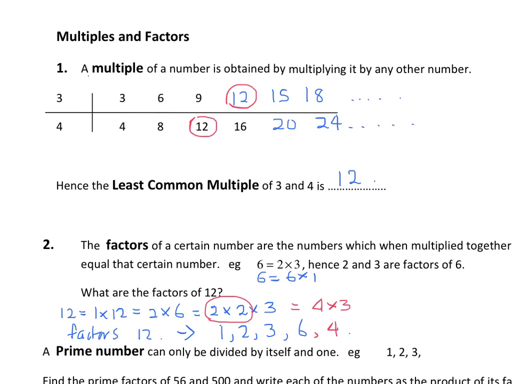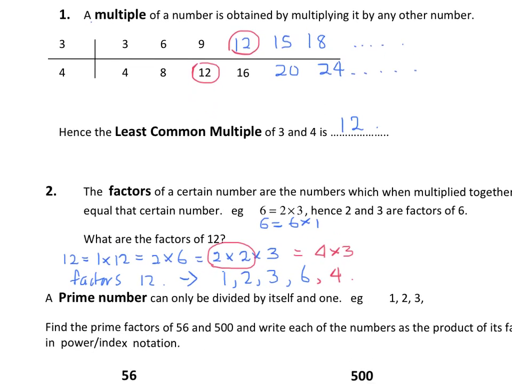So you've got to get in your mind clear the difference between multiples and factors. Multiples is when you multiply a number by another number, but a factor is when you break up a number into the numbers which will multiply out to that number. A bit confusing, isn't it? Let's now move on to prime numbers.